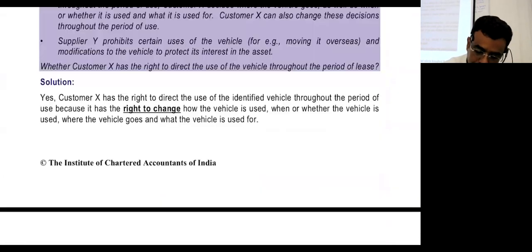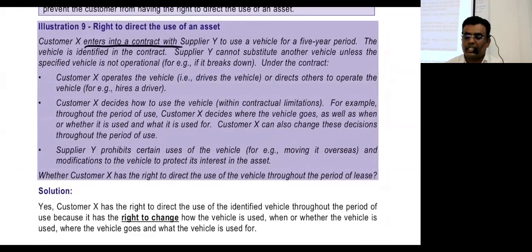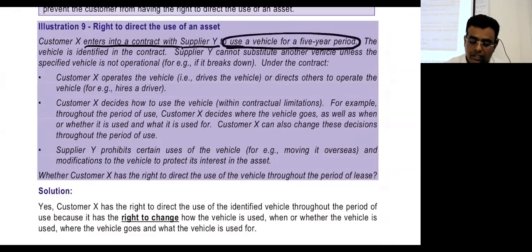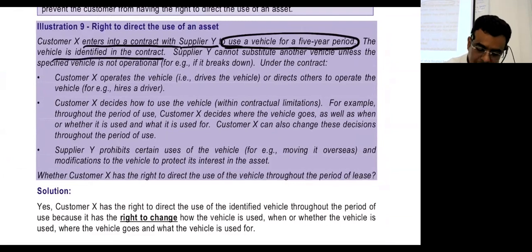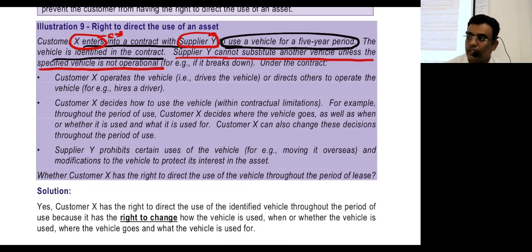Somebody X enters into a contract with the right to direct, whether it exists or not, the supplier Y to use a vehicle for a period of 5 years. For how long are they using it? The vehicle is identified in the contract. Have they identified it? Yes. Supplier Y, that is, the supplier for the customer. Y is supplier, X is a customer. Yes or no?